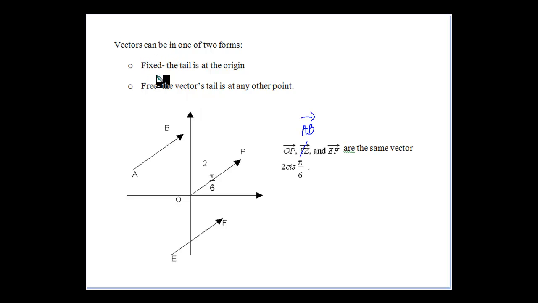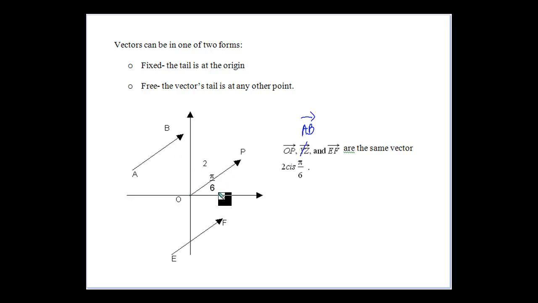So you can see that we can have two types of vectors. One we call fixed, where the tail is fixed to the origin, and the vectors move around from the origin. The other one is what we call a free vector. The free vector can be anywhere, but you'll notice they're all parallel, which means they have the same direction. So that's still pi on 6, and the distance is the same.